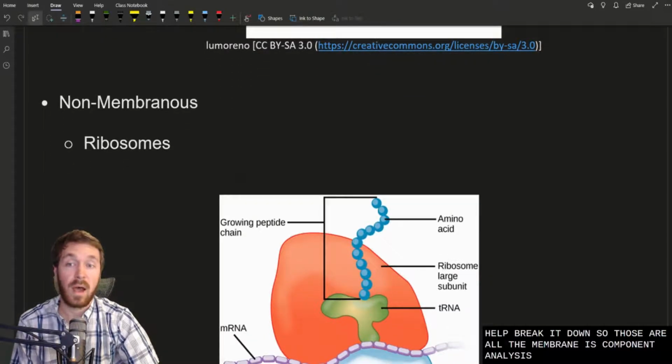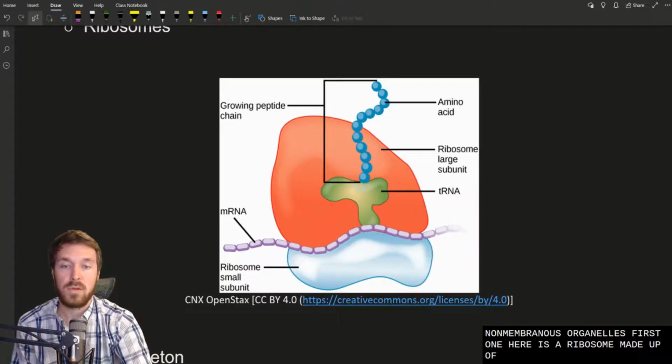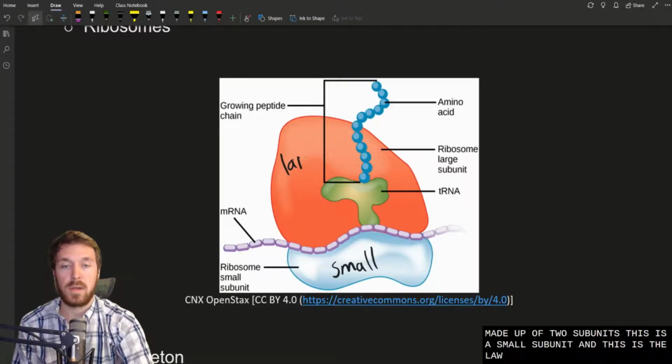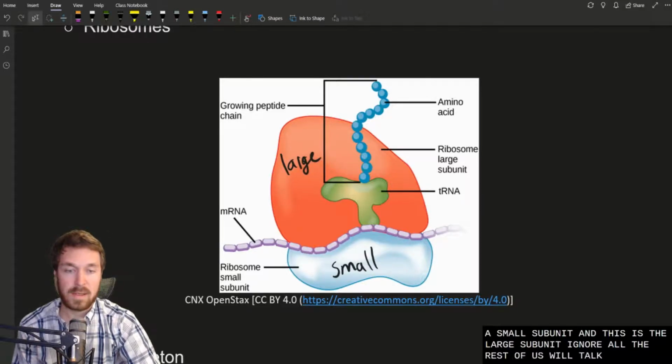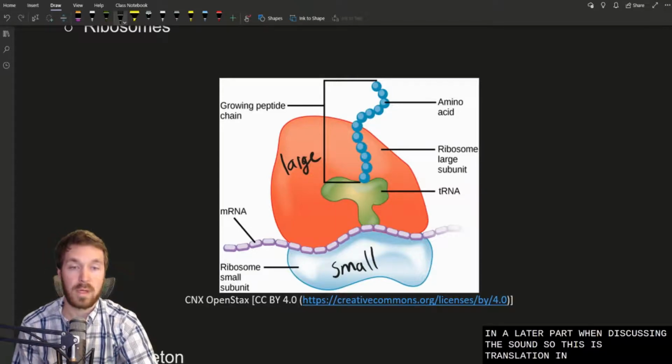Now let's look at the non-membranous organelles. First one here is the ribosome, made up of 2 subunits. This is a small subunit, and this is the large subunit. Ignore all the rest in this. We'll talk about this in a later part when discussing the cell. So this is translation, and we'll get there, don't worry.